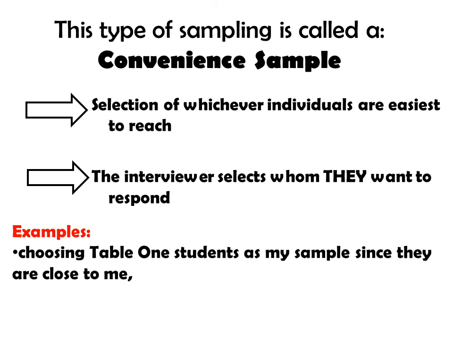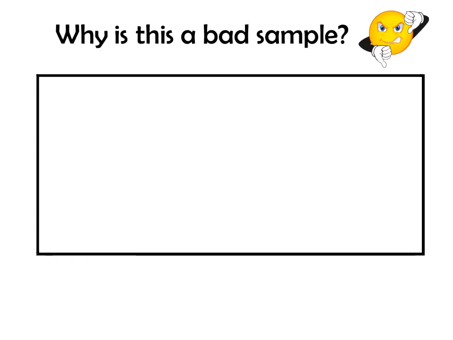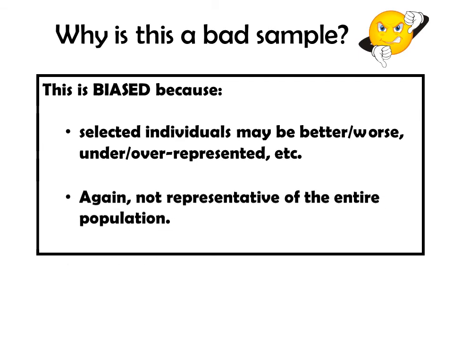Other examples would be if I were in class and I wanted to sample only table 1 of students because they're the closest to me. And all those people that we see at the mall doing surveys are doing a convenience sample. They're interviewing the ones that are shopping at the mall. So this is a bad sample because it's biased. It's biased because selected individuals may be better or worse, or under or overrepresented. Again, not representative of the entire population.